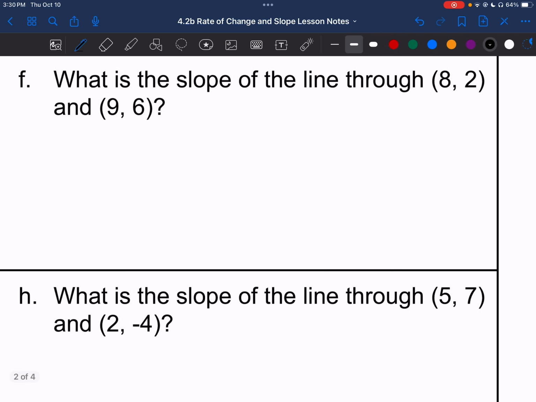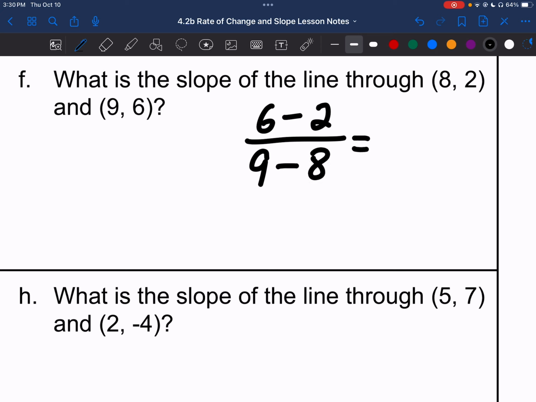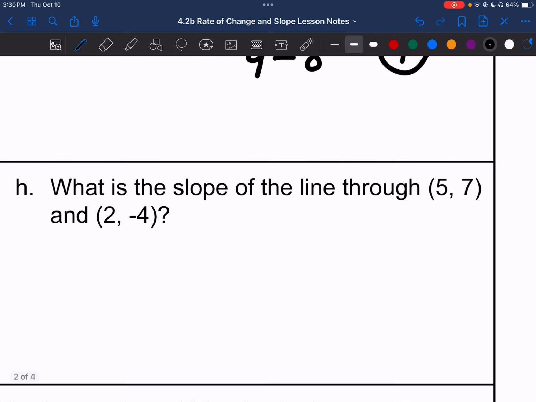Letter F, we're going to find the slope, and so we need to do y2, 6, minus y1, 2, over x2, 9, minus x1, 8, and 6 minus 2 is 4, and 9 minus 8 is 1. And so there's our slope. Our slope is 4.